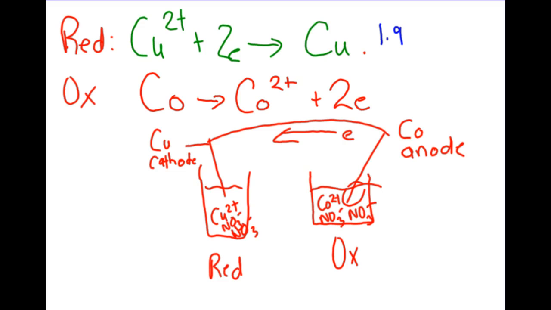We also must have a salt bridge which links these two so that the nitrate ions, and in this case the cobalt ions, can migrate across the salt bridge in order to create a neutral solution.